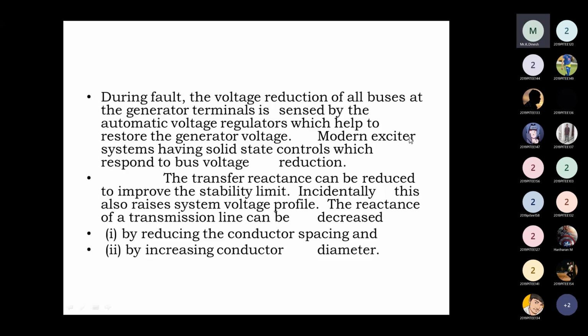Then your modern exciter systems have solid state control. Solid state control means it is a power electronic control. With the help of power electronic devices, we may control our excitation, your system bus voltage, everything. Then your transfer reactance can be reduced to improve the stability limit. Incidentally, this also raises the system voltage profile.